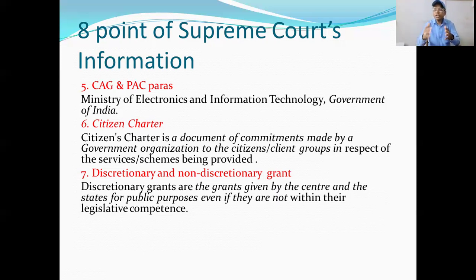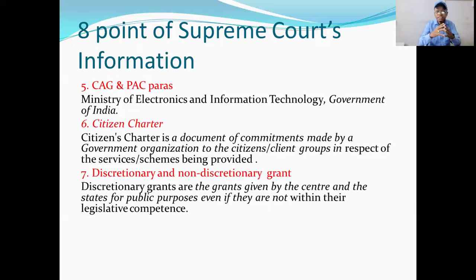If it is related to our public authority, fine. If it is not related, then we may say that the information is not related to us or not applicable for this public authority. These things we have to write. This is for your clarification I am giving.